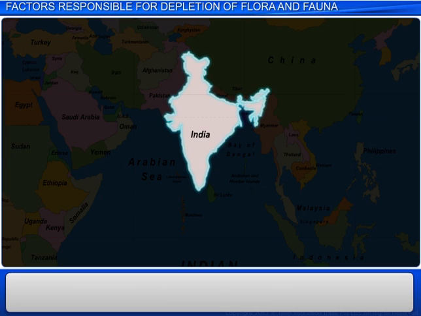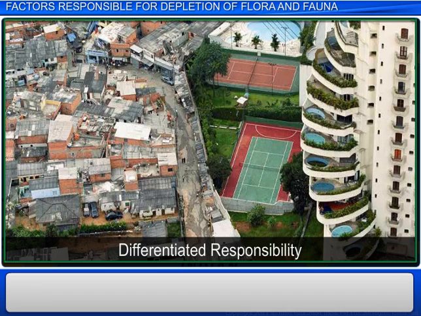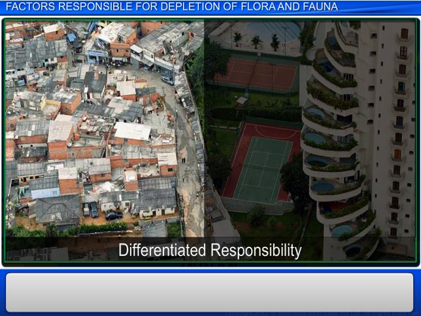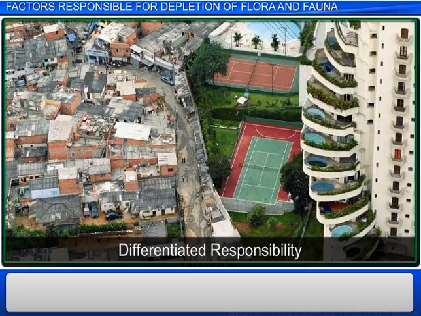However, the responsibility for the protection and conservation of the environment is not shared by people in proportion with the resources that they consume. People who consume less and have less access to resources are often blamed for the degradation of the environment.